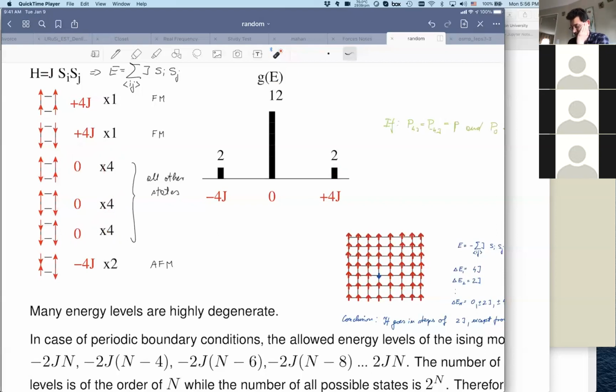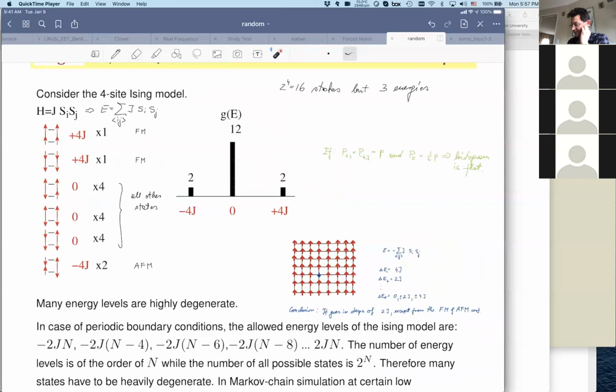So this state means basically 2 down and 2 up, but in this way. So you can select this bond to be ferromagnetic, or this bond, or this bond. So there are 4 configurations like that. Now you understand that the many-body density of states for this particular 2x2 antiferromagnetic Heisenberg model looks like that. So we have only 3 states.